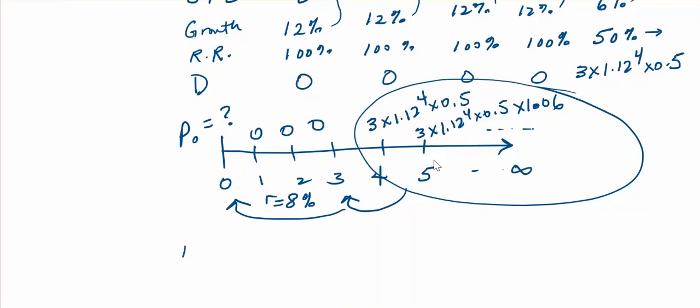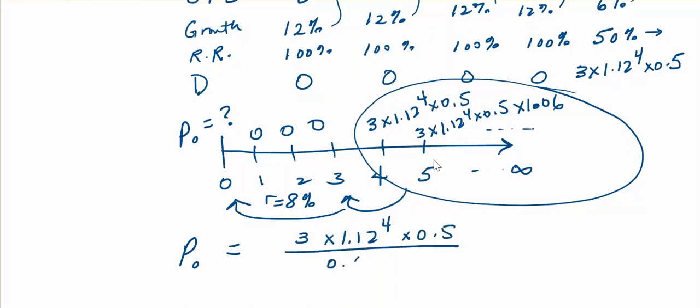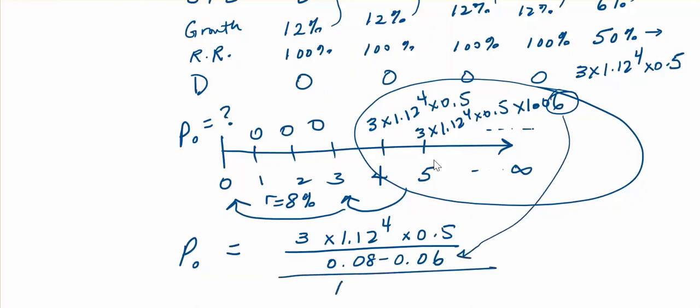So let's calculate the price. We're going to use this year 4 dividend divided by R minus G. We're going to use the new constant growth rate here from that point on. It's giving us the value at year 3, so we discount back by 3 periods.